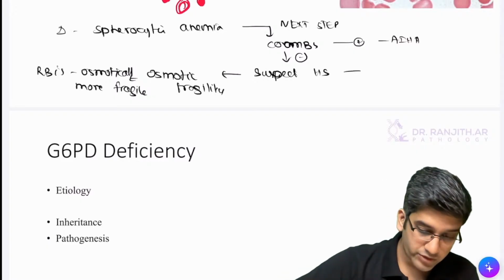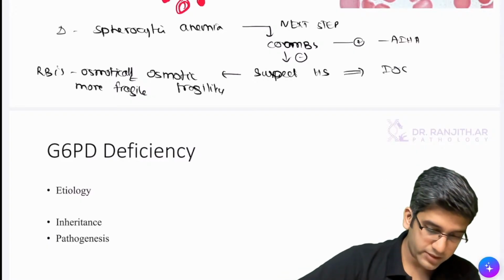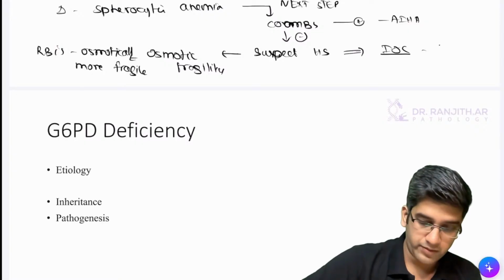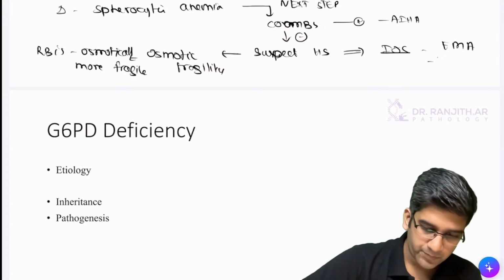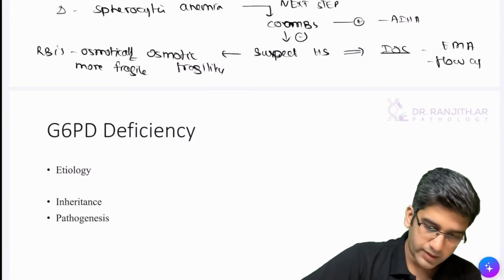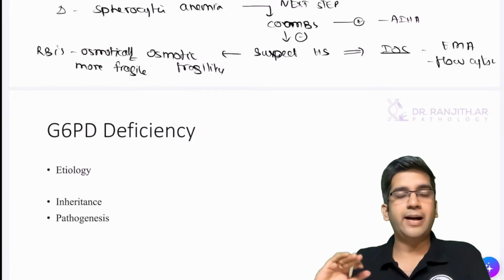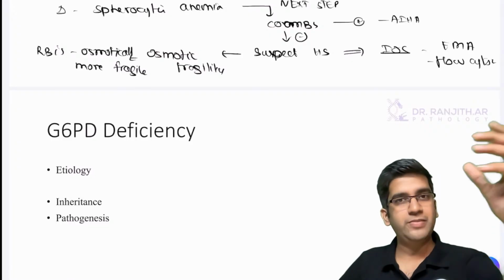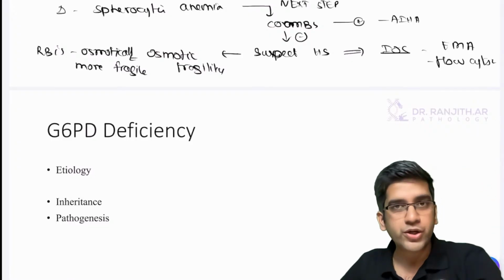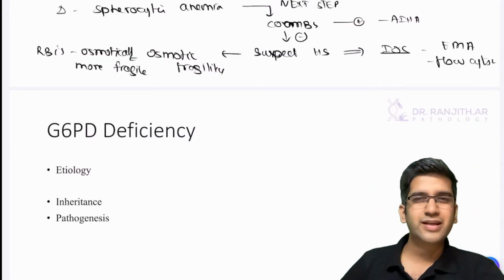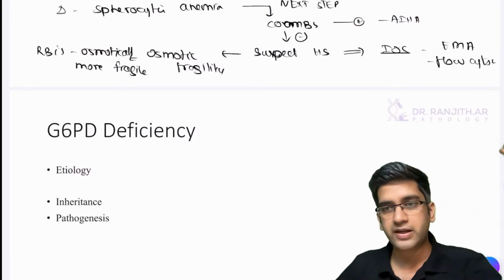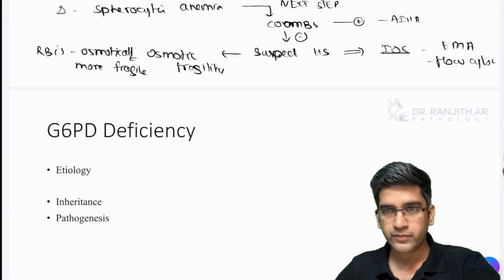But the investigation of choice is very, very different. Investigation of choice is flow cytometry, EMA flow cytometry, fine? That is the investigation of choice. Here, approach is more important. Spherocytes do not mean a spherocytic anemia. I want you to think of AIHA; if negative, then yes, osmotic fragility helps to some extent, but the investigation of choice by default is flow cytometry, fine?